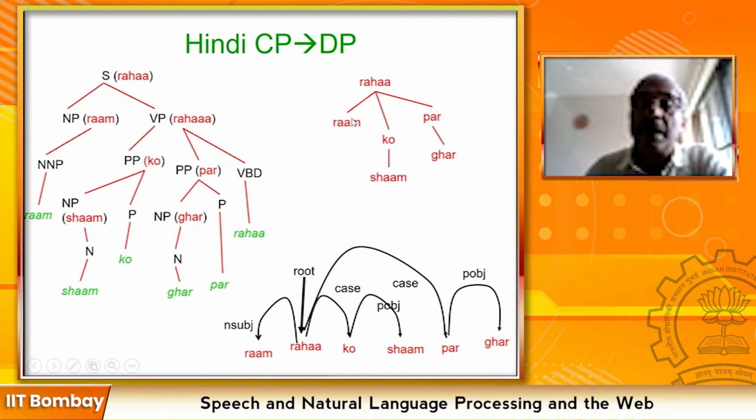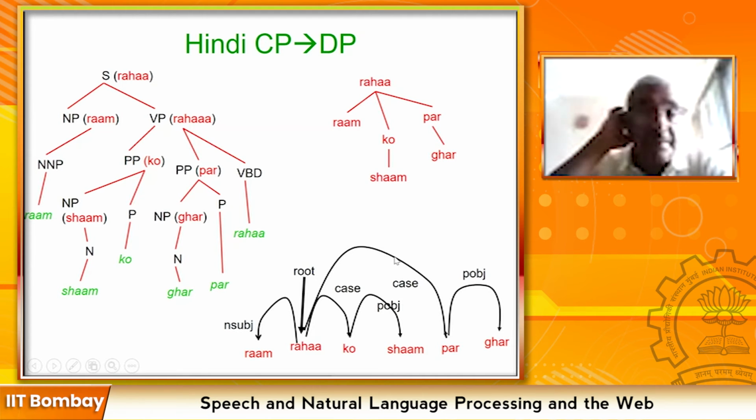So you have Ram, Ko, Par, Sham, Ghar, and Raha is the root. So from there, you come to the labeled dependency tree, as is the convention. So root is Raha, nsubj Ram, Raha to Ko, Ko to Sham through preposition object, Raha to Par, Par to preposition object, Ghar. So this is same as the English tree.